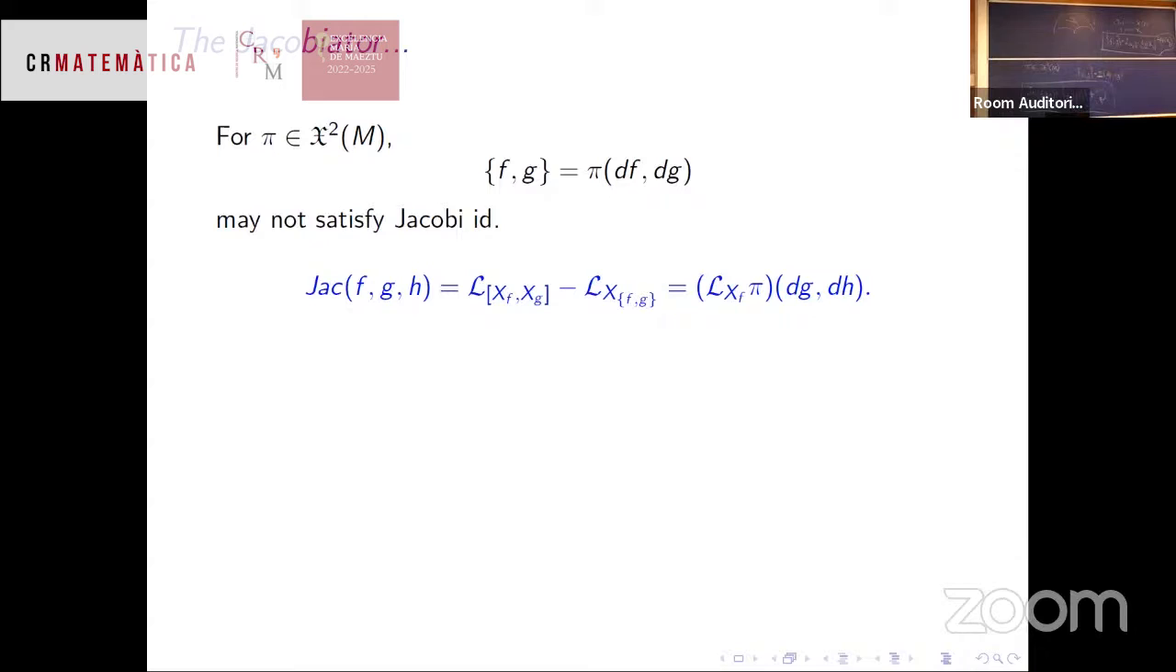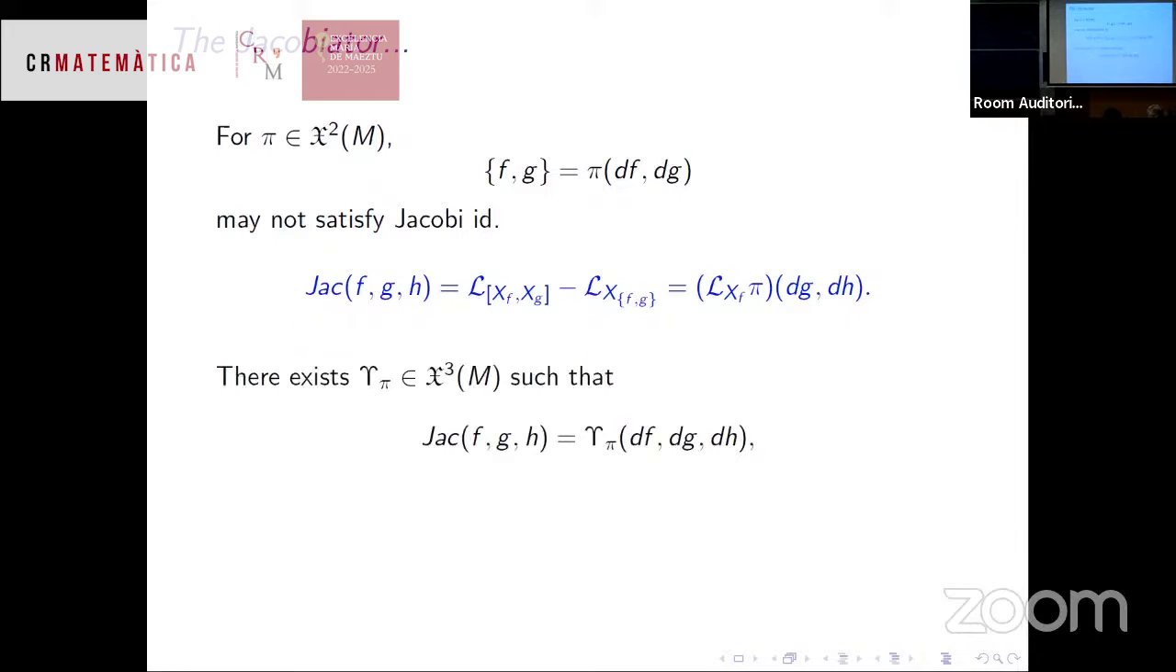So as I said, one consequence is that if the Jacobi identity holds, the Poisson bivector field is preserved by any Hamiltonian vector field. But what is important here for me now is the fact that the Jacobiator only depends on differentials, and therefore it also has a tensorial incarnation. So there is a trivector field, a section of wedge 3 of TM, that represents this Jacobiator in this way.